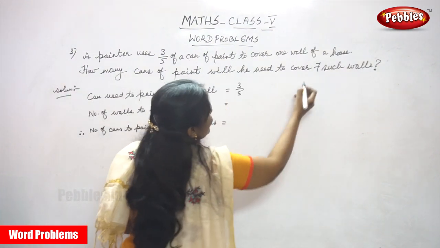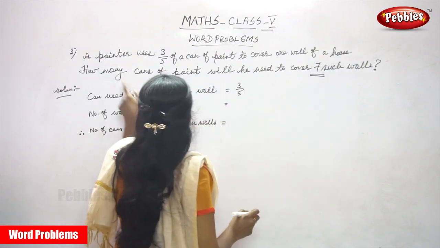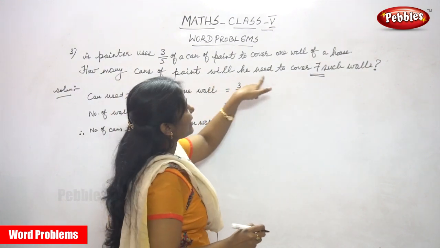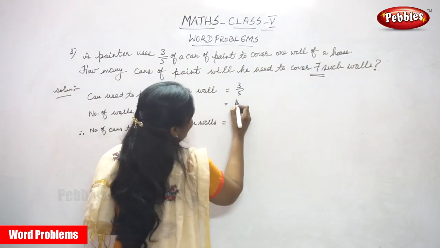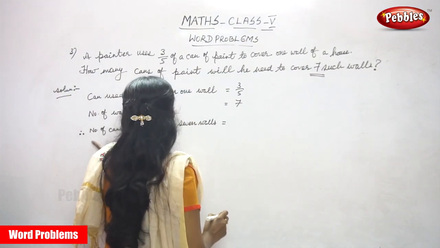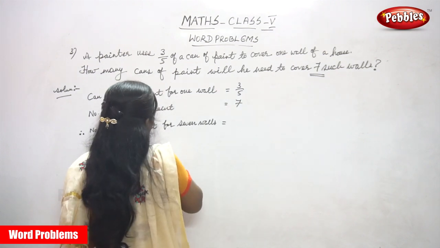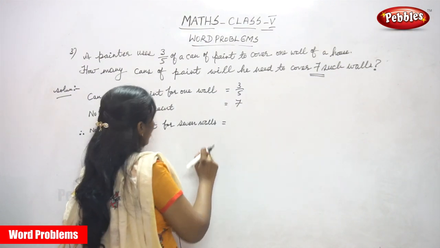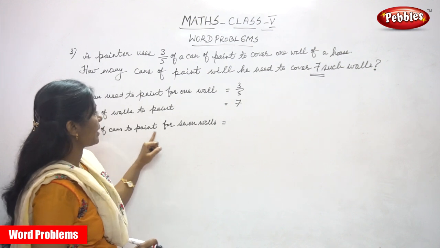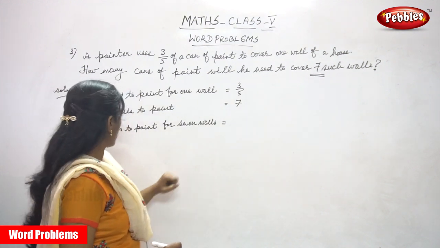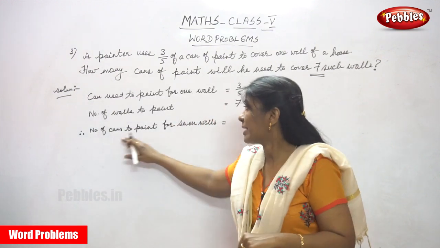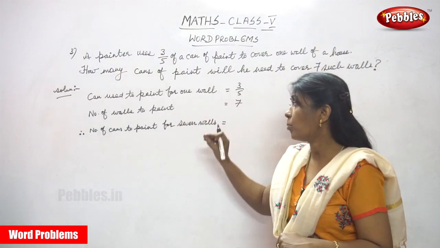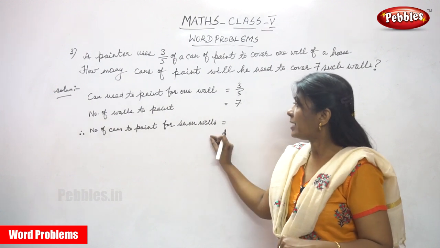How many walls here? They asked how many cans of paint will he need to cover 7 such walls. That means number of walls to paint is 7 walls. Okay. Then after that, therefore number of cans to paint for 7 walls. So they are asking number of cans to paint for 7 walls. How many cans used to paint for 7 walls?